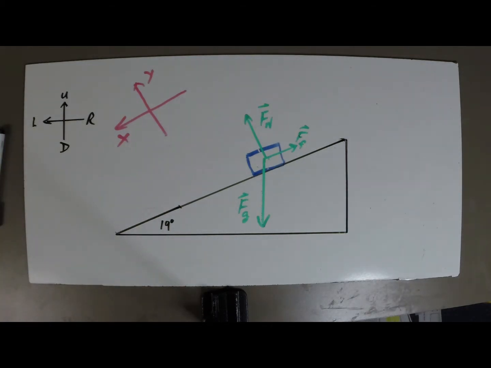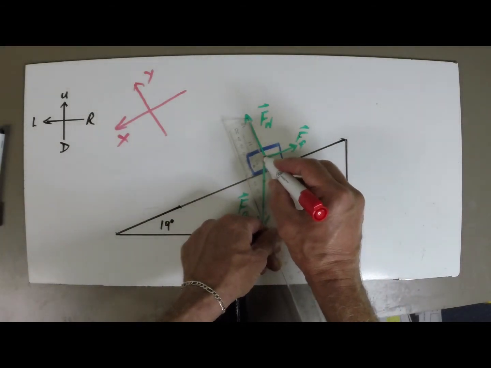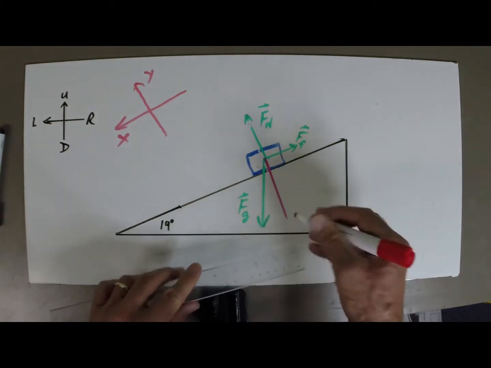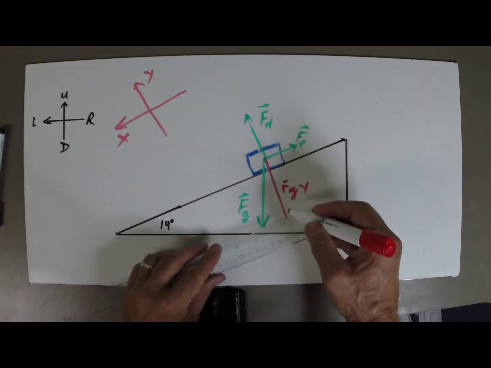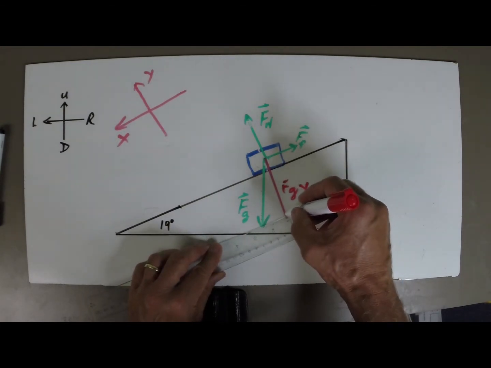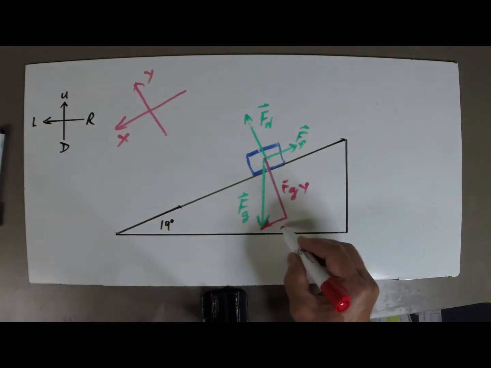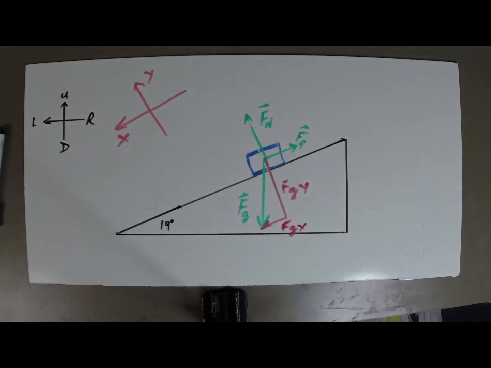So we're going to decompose the gravity force into two components. We're going to have a component that is perpendicular to the slope, like that. So we'll call that FGY, and there'll be a component parallel to the slope, like that, and we'll call this FGX.